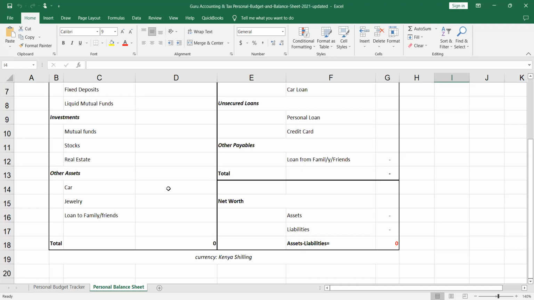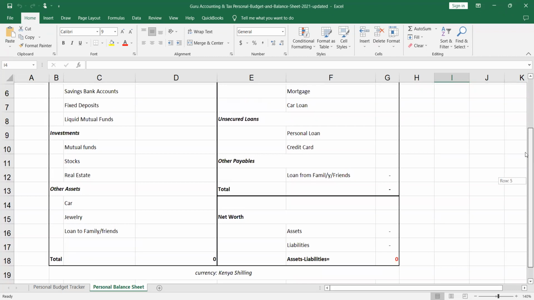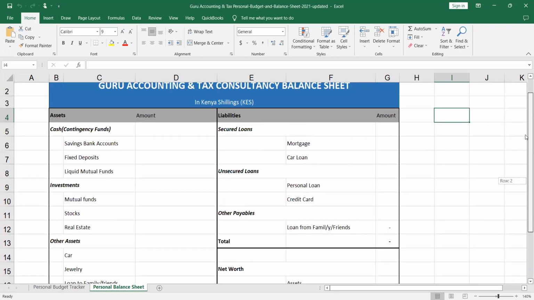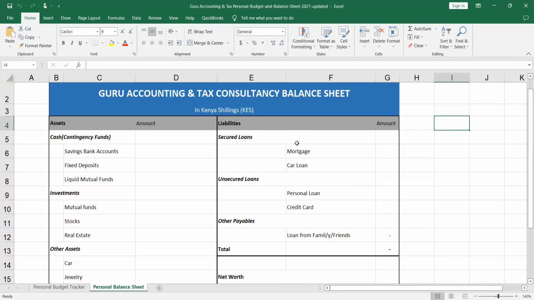So we can talk about a car as an asset. How much is it worth? If you were to do the revaluation today, then you'll be able to know the worth of your car. We can talk about jewelry if you have some. If you've loaned money to family and friends, and you expect them to pay, those are other assets. So you could add your totals here and see how many assets you have as an individual. Then we can come to this other column for liabilities, and we can talk about secured loans.